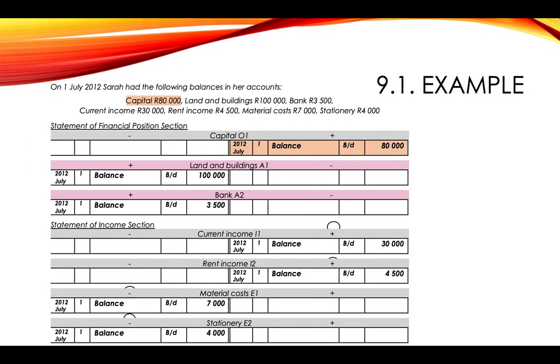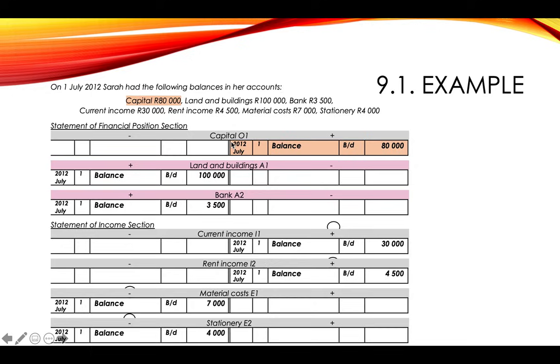We can now start looking at the information that was given to us. It is shown that capital had a balance of 80,000 Rand on the 1st of July, in other words, the beginning of this month. This means that in the past, the owner had invested a total of 80,000 in the business, and we need to represent this. Because we've already shown that capital is an owner's equity with a minus and a plus, we can immediately see we need to work on the plus or the credit side. So you can enter your 80,000 over there on the credit side.